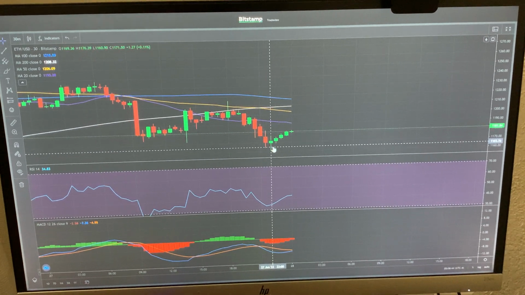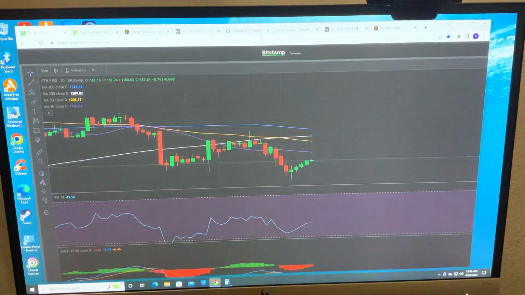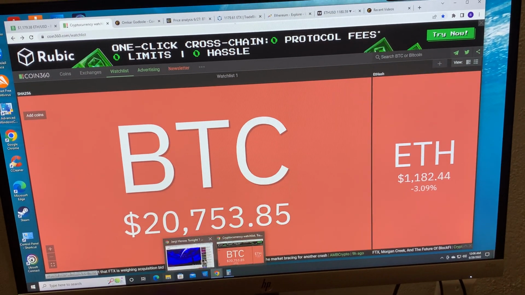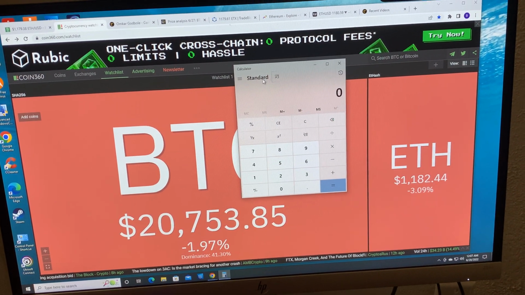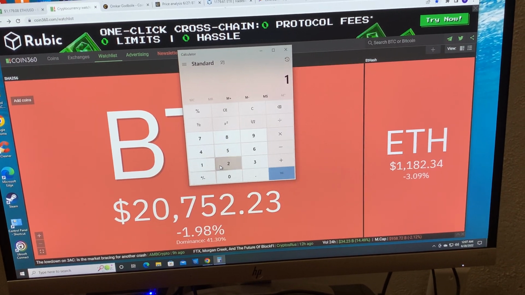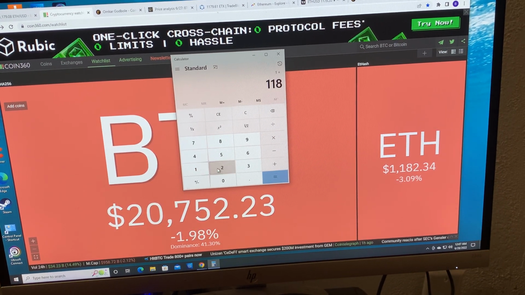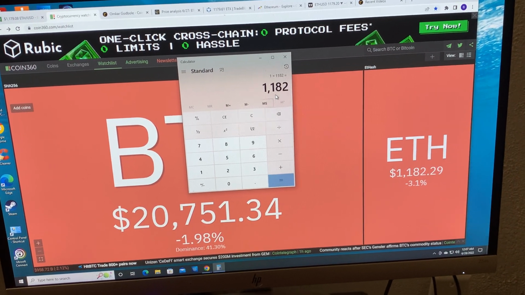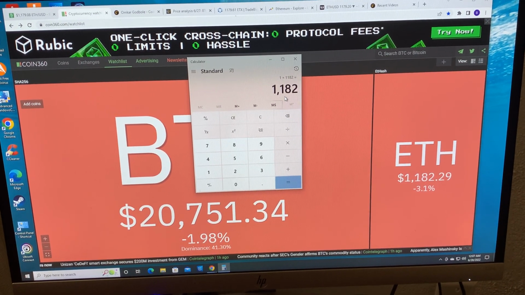You want to buy it as low as possible. You want to buy low and you want to sell high. Let me show you something. All right. Ethereum is 1182 right now. That's where it's at. That's 100%, 1.0 of Ethereum. 1.0 of Ethereum times 1182 is 1182. 1.0 is 100% Ethereum, is 1182, correct?